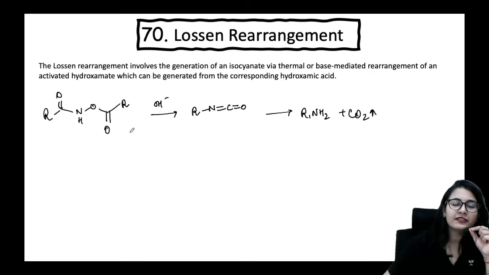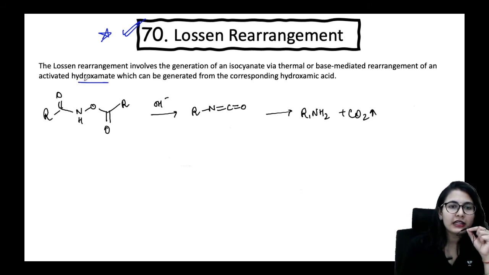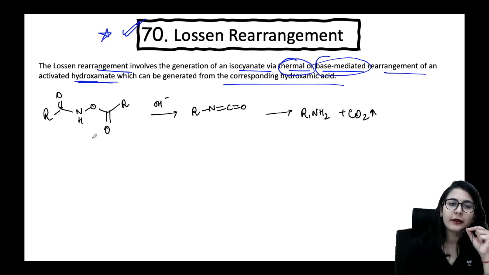All right, let's see. Last reaction for today is the Lossen rearrangement. Again, very important, but how can you differentiate? Because here you have this hydroxamic ester group, right? Activated hydroxamate. The Lossen rearrangement involves the generation of an isocyanate via thermal or base mediated rearrangement of an activated hydroxamate, which can be generated from the corresponding hydroxamic acid. So, thermal or base mediated. We will see examples of both.